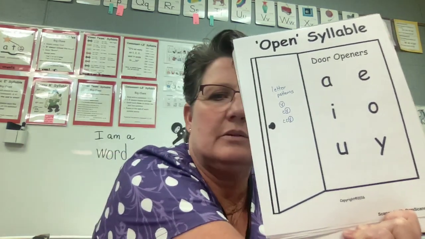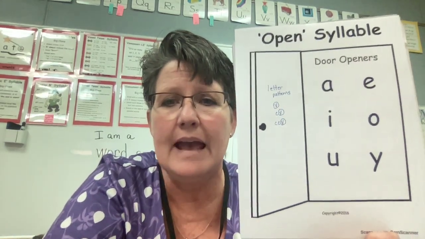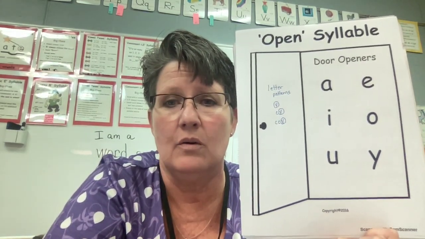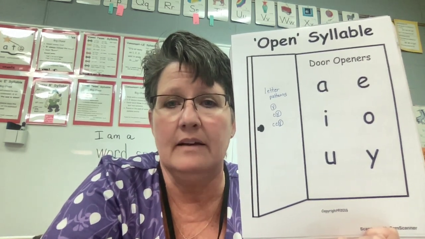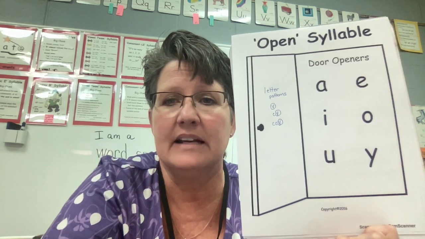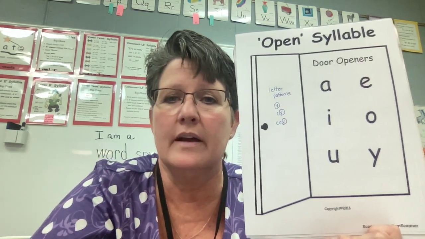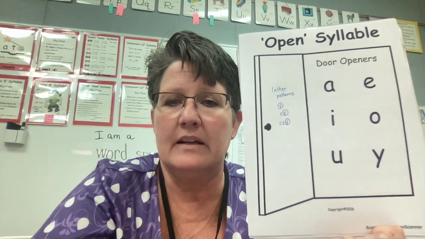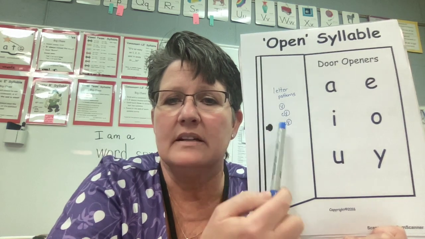Now, I'm going to show you real quick. On this one right here, if I have the word A, you can either say it A or uh, and if I say A, or I say the word I, they're going to be open because they do not have a door slammer, those consonants from the previous one that are closing that vowel, making that vowel say its short name. Another one might be a consonant vowel.